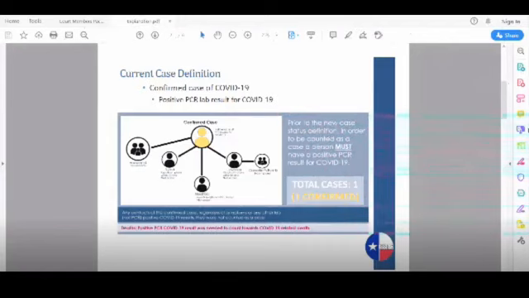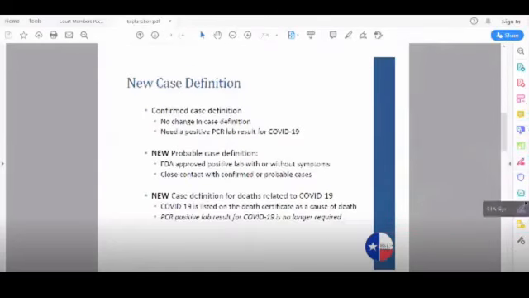So in this image, we have the confirmed case and their possible contacts. And the total cases out of this is only one. And then if we go to the next page, the new case definition. So for confirmed case, it stays the same. You still just need PCR.